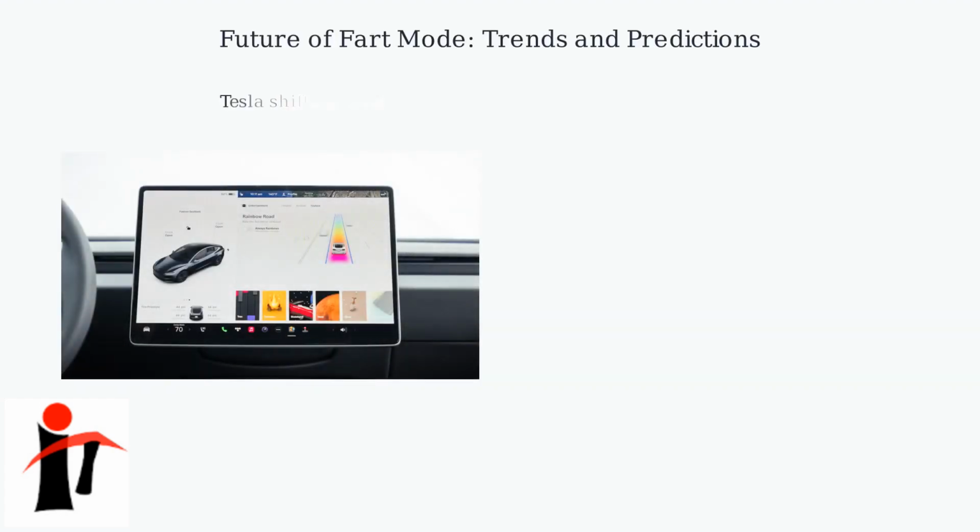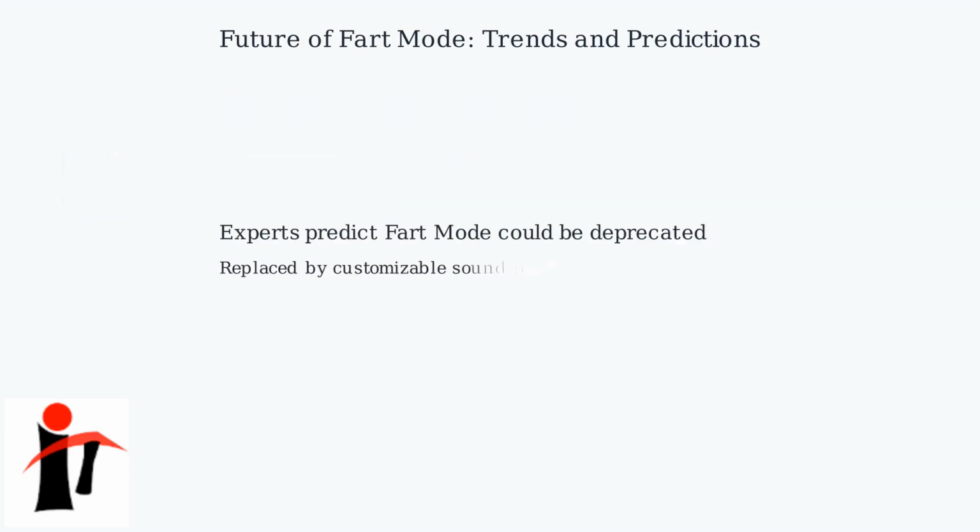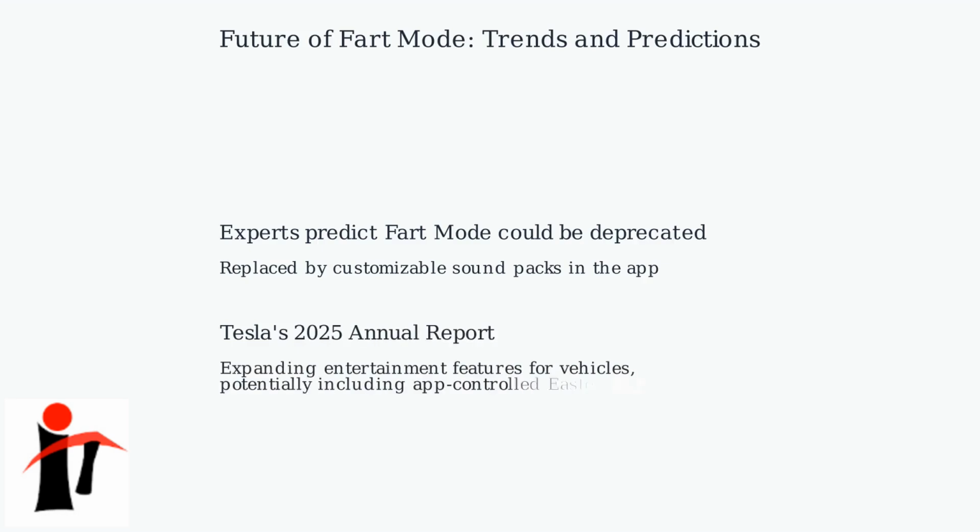Tesla might be shifting away from unofficial Easter eggs towards more user-friendly, official features. Experts predict the fart mode could be officially deprecated, replaced by customizable sound packs in the app. Tesla's 2025 annual report mentioned expanding entertainment features for vehicles, potentially including app-controlled Easter eggs.